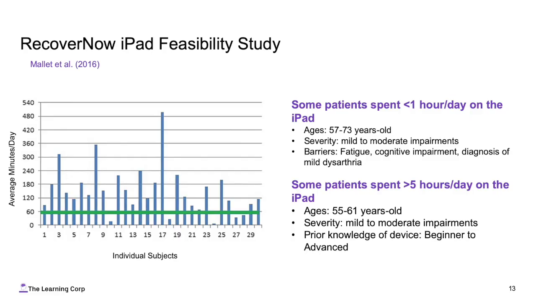One trend with the individuals who didn't use the device the recommended amount of time was that it appeared fatigue, cognitive impairment, and the diagnosis of dysarthria seemed to be barriers for these individuals. And looking at people who spent greater than 5 hours on the iPad, as far as severity and prior knowledge of the device, there was quite a range in level. And when looking across the two usage groups, it doesn't appear that age, severity level, or knowledge of a device predicts how much a patient will use it. So that's one important consideration to keep in mind, that these aren't necessarily predictive characteristics to whether someone will be successful with using that technology or not.